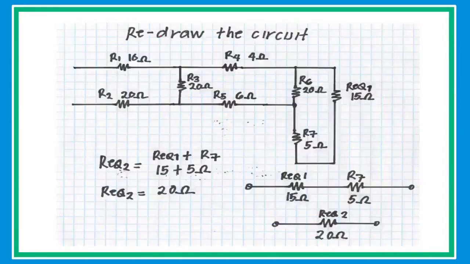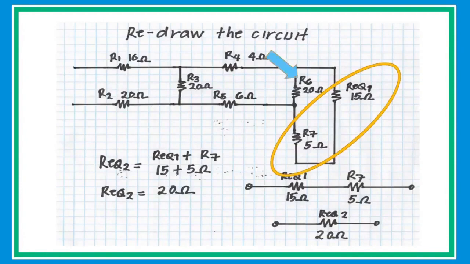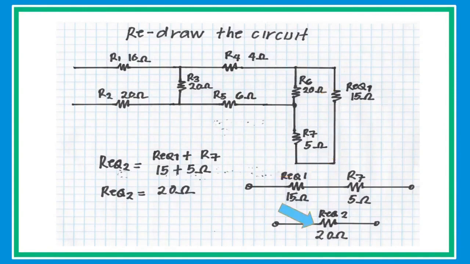After you redraw the circuit, you are going to analyze again how to collapse. Since the R equivalent and R7 are connected in series, you can add it to resistor. But you cannot add R6 because there is branching on R5. Just add the R equivalent and R7 to get the value of 20. After you get the answer, collapse the circuit and redraw and analyze again.